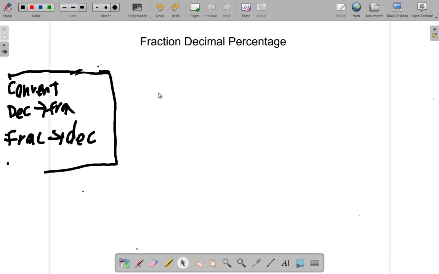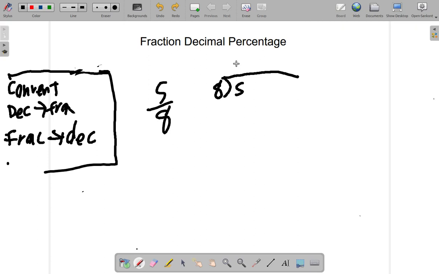Let's look at including percentage into our fraction and decimal. Let's say we had 5/8. We want it as a decimal. We want this to become a decimal, and then we see how much percentage it is. So again, long division. This is 5/8.